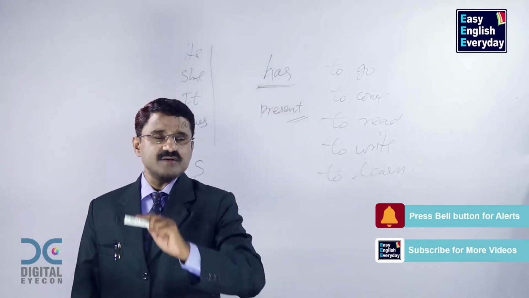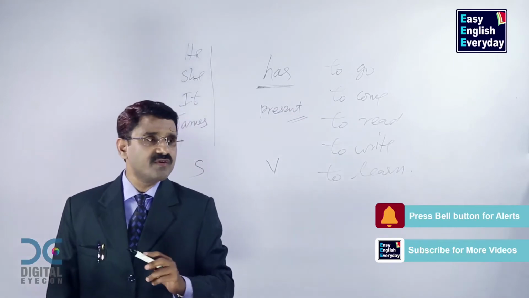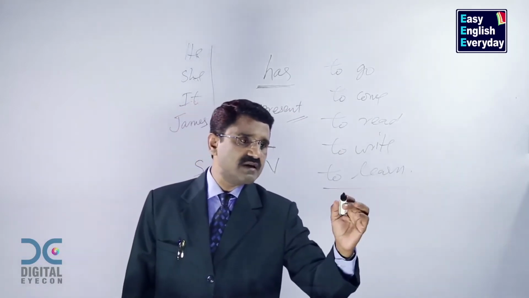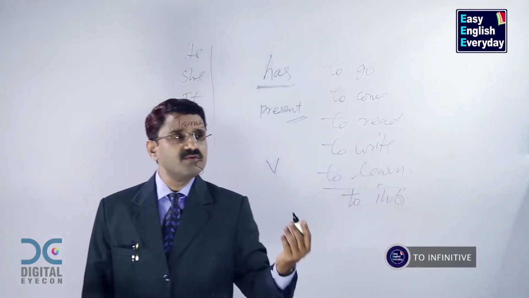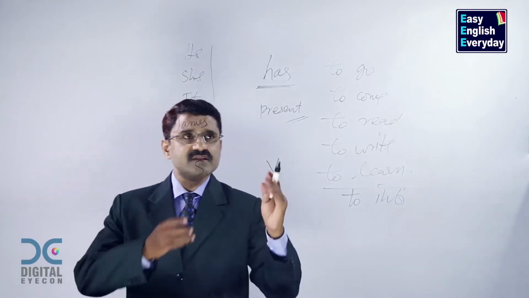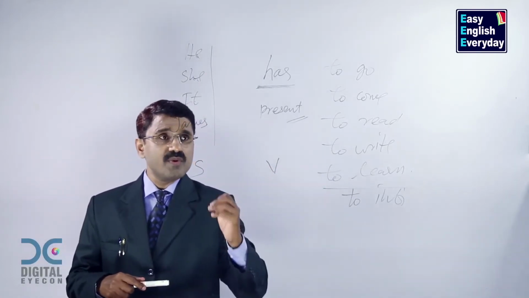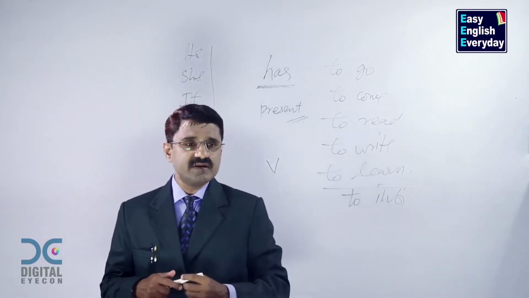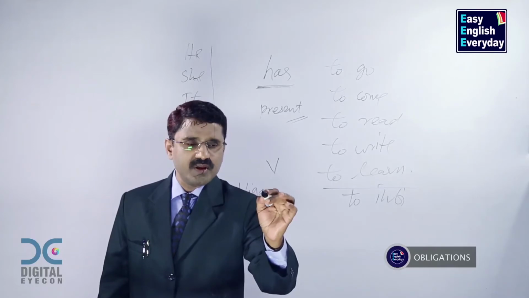This is called subject. This is called verb. Has is the form of the verb, and this part of the sentence we call it to infinitive. Make use of more and more infinitives and make sentences like this. This is called sentence formation skill. But when should I use this type of sentences? You should use them when you are talking about obligations.